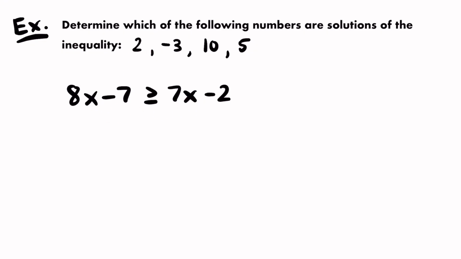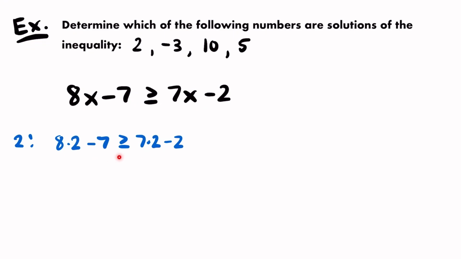Okay, so let's start with +2. Let's see what happens when x is 2. So you want to replace each of these x's with 2. So you'll have 8 times 2 minus 7 is greater than or equal to 7 times 2 minus 2.